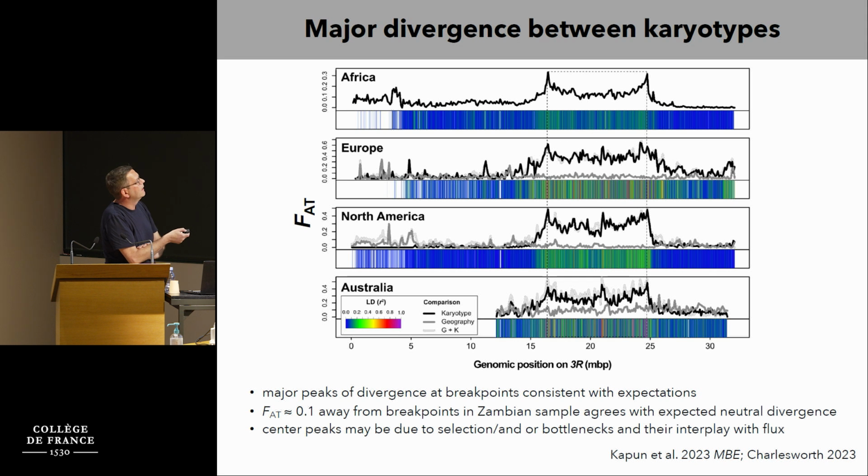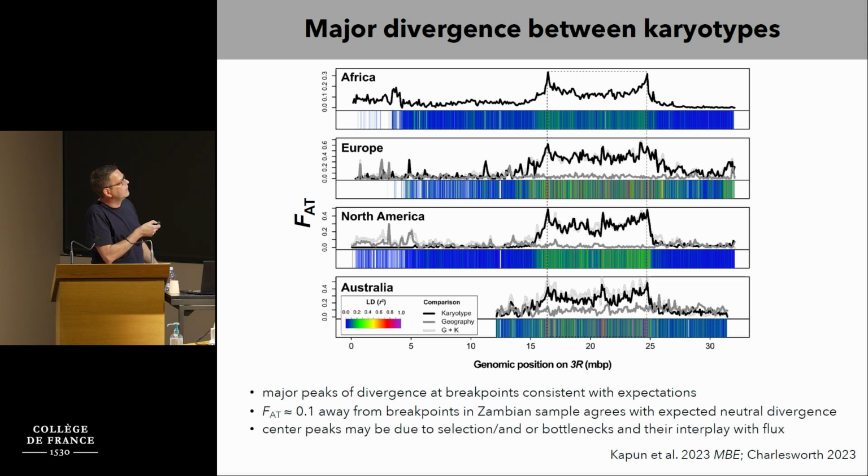So this is shown here, again for the 4 continents, and you clearly see, if we calculate an FST-like statistic for divergence, that we see very strong peaks of divergence at the breakpoints. And then you see elevated values of FST also away from the breakpoints. And again, the values we get here are sort of consistent with long-term balancing selection.